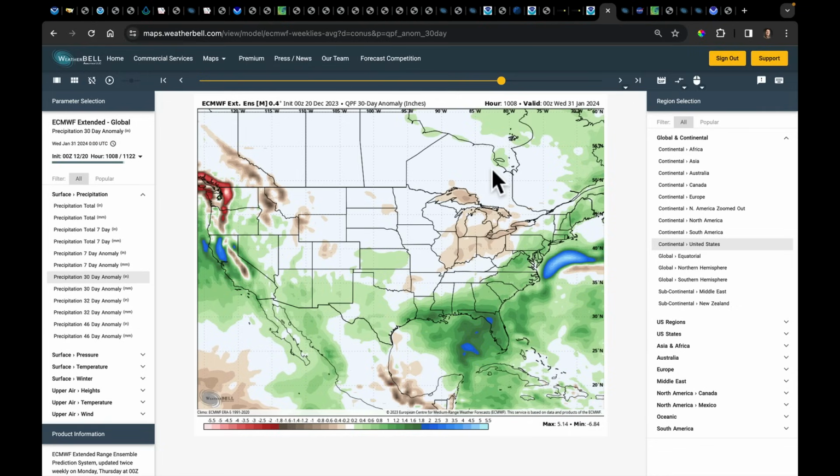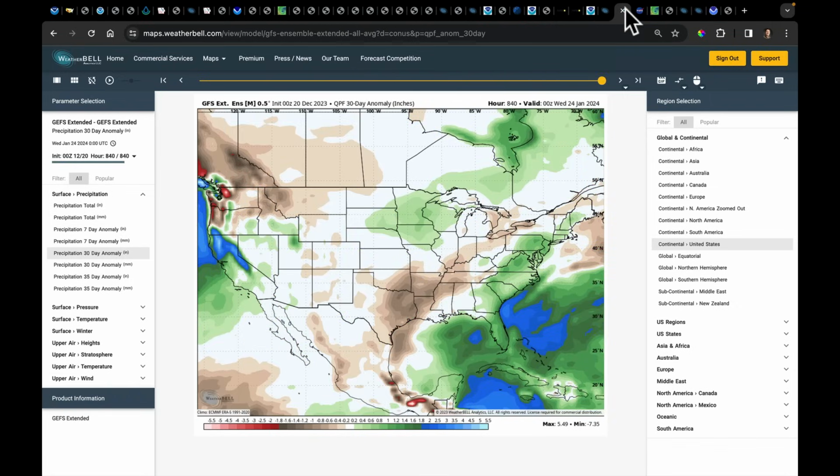But I still think that there's going to be a mid-January flip on this pattern. The GFS Extended, this is its forecast, 30-day outlook from the 24th of December through the 24th of January. Just another way to look at it.